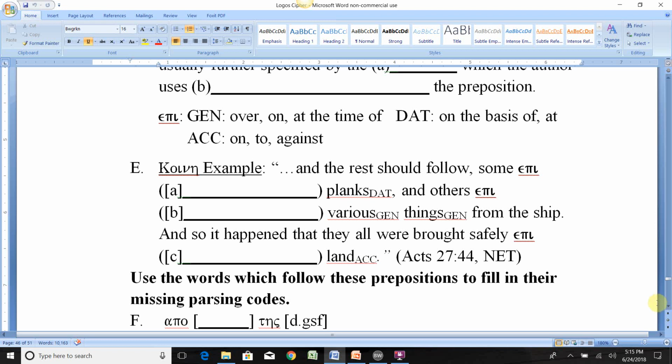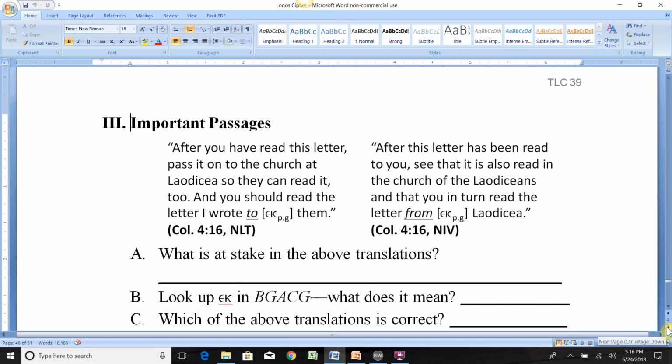So, normally the cases will have helping words you put with them and those kinds of things. But if there's a preposition in front, that part doesn't matter anymore. It's there to tell you what to do with the preposition. Throw it away. Well, it's not throw it away. It's take it to the preposition.